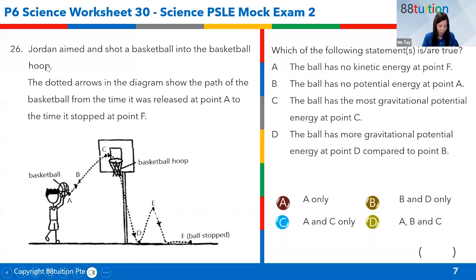Now, this probably is Michael Jordan. He aimed and shot a basketball into the hoop. So the dotted arrows show the path of the basketball from the time it was released to the point it stopped. Which of the following statements are true? Let's look at point F. No kinetic energy at point F. Is that right? It stopped moving, right? So no kinetic energy. I should put a tick here. So this is correct. Now, the ball has no potential energy at point A. True or false?